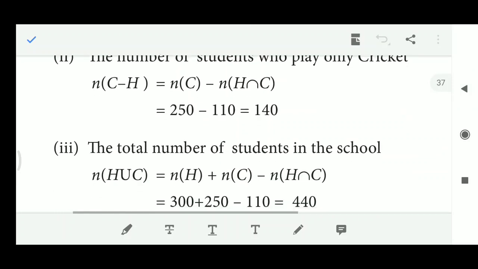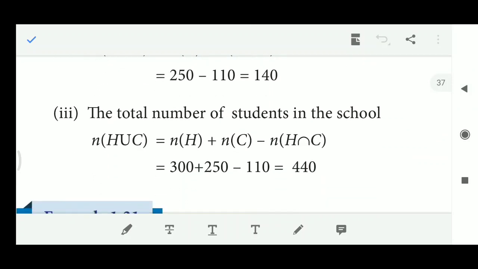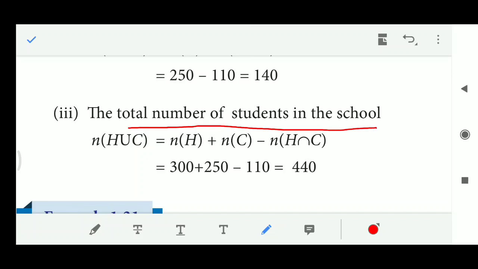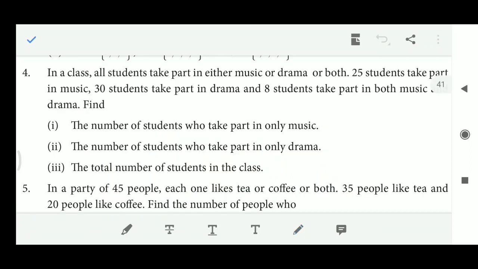The third one is the total number of students in the school. Here n of H union C. For that the formula is n of H plus n of C minus n of H intersection C. So substitute these three values, 300 plus 250 minus 110, which gives 440. So we can do the problem in two ways.